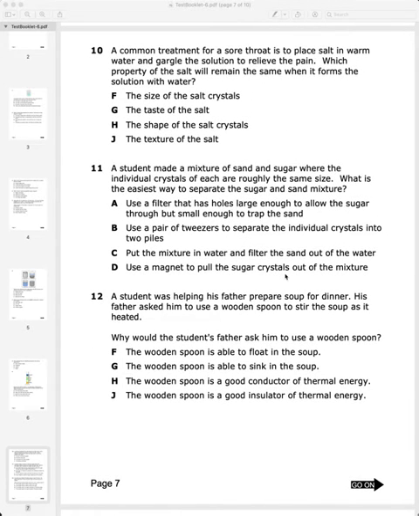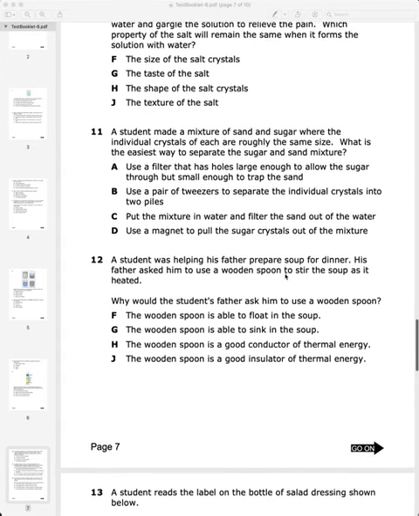Number 10. A common treatment for a sore throat is to place salt in warm water and gargle the solution to relieve the pain. Which property of the salt will remain when it forms the solution with water? F. The size of the salt crystals. G. The taste of the salt. H. The shape of the salt crystals. J. The texture of the salt.